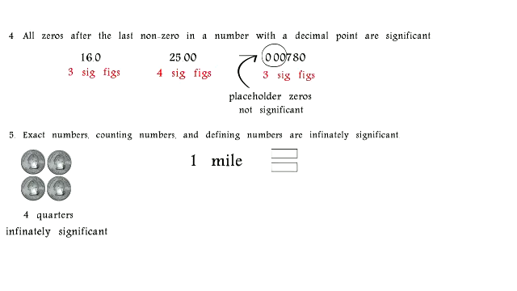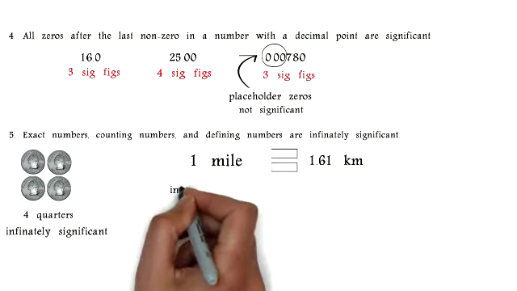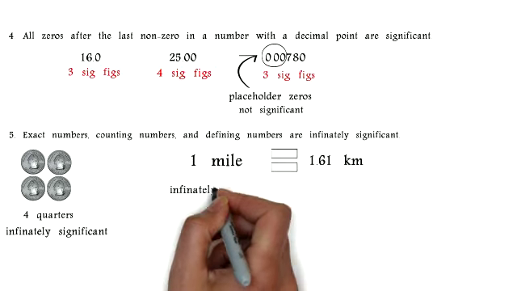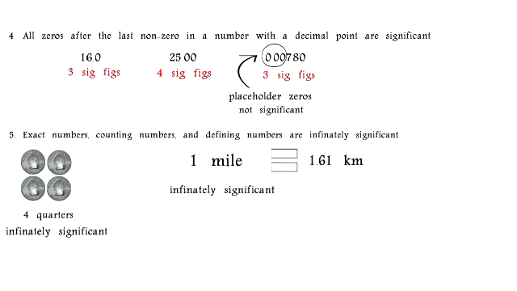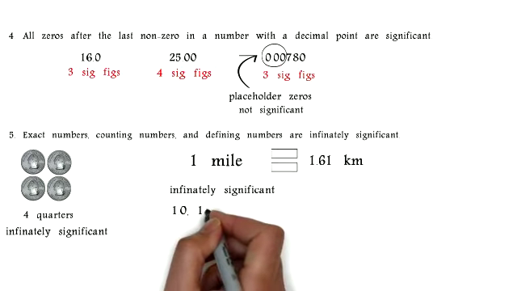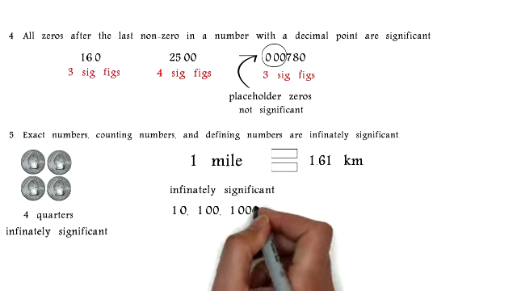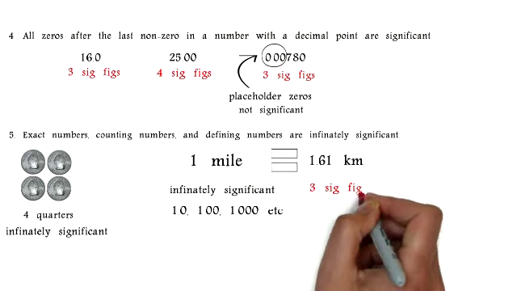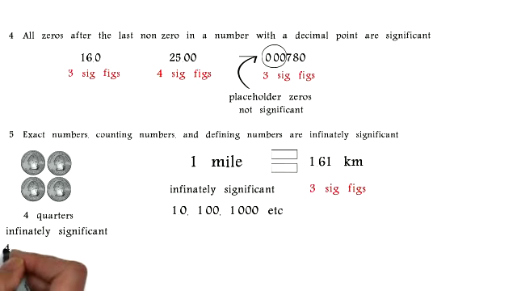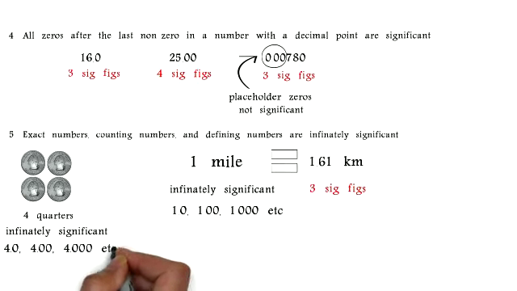A defining number is one that we can use in a conversion. So when we say 1 mile is equal to 1.61 kilometers, the 1 mile is infinitely significant. Okay, so what that means is that it can count as 1, 1.0, 1.00, etc. But the value that is converted, the 1.61 kilometers, well, that only has 3 sig figs.